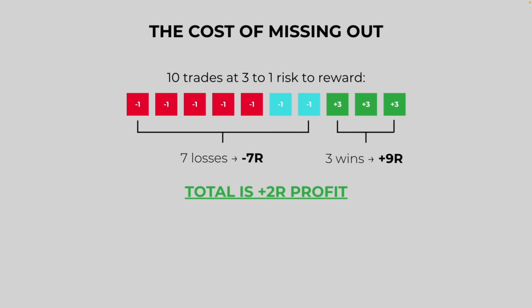Now, for the sake of the example, let's say we made another mistake and took 2 unnecessary losses instead of those 2 wins. Our total losses now equal 7R and our 3 wins total 9R. So in this case, where we messed up badly, we still walk away with a profit of 2R. So we took 7 losses out of 10 and still walked away with a 2R profit. This is the power of understanding the math behind your trading.